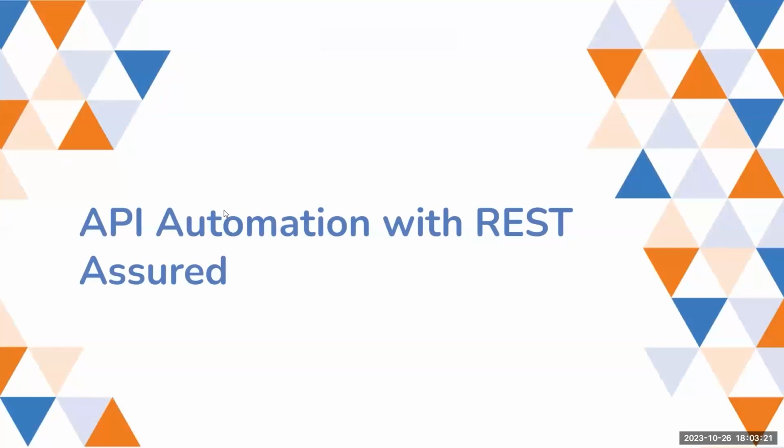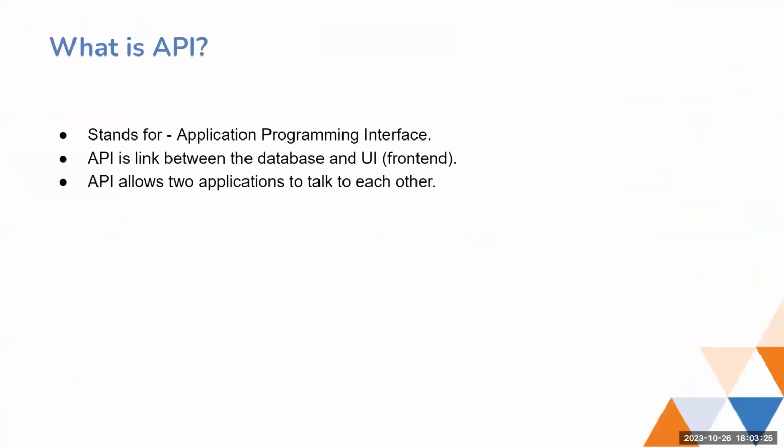Today's topic is API automation with REST assured. So, what is API? API basically stands for Application Programming Interface. It acts as a link between the database and the user interface, which is the front end, and it is a very important part of modern software development. It helps us to exchange data and for different software to work together.